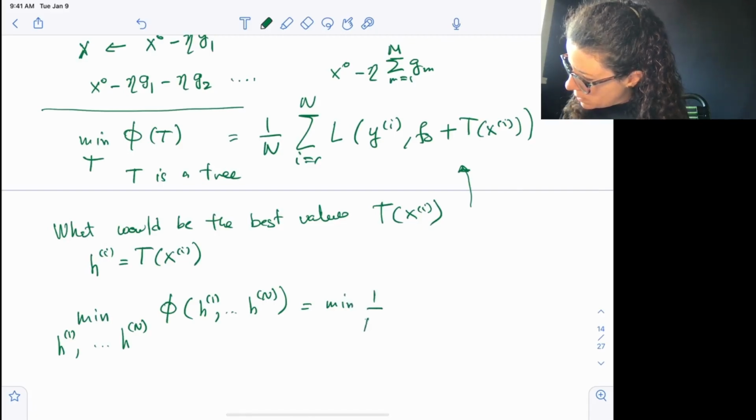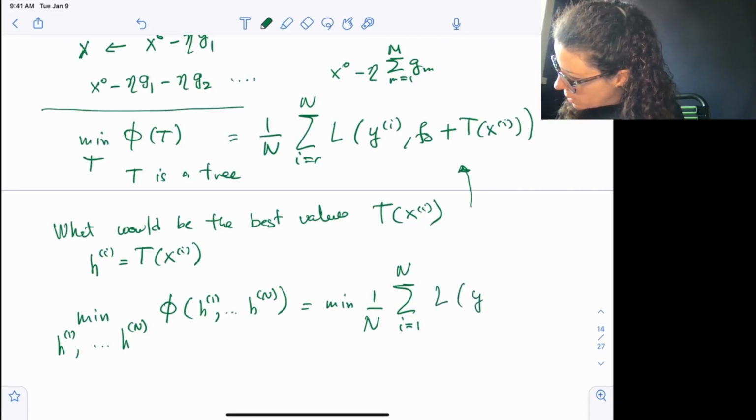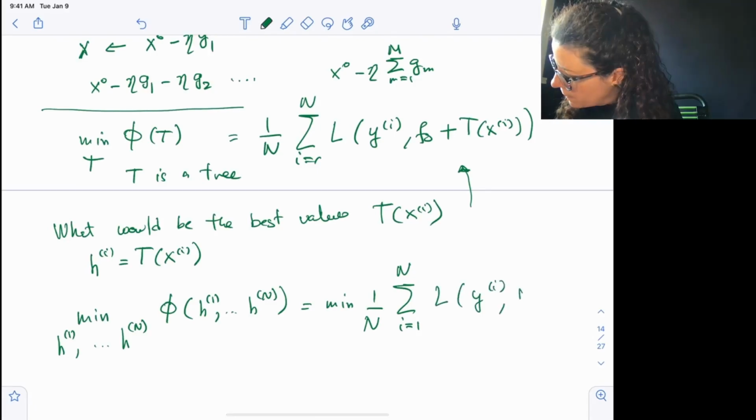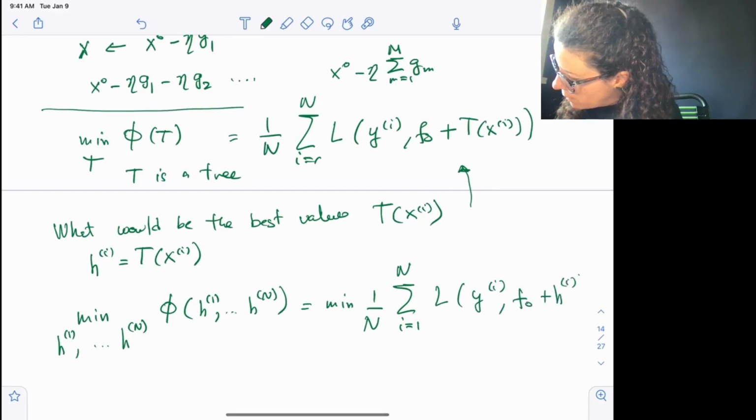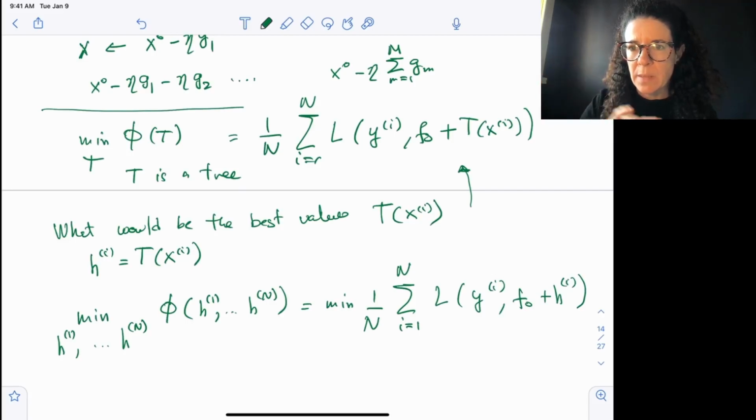Okay, and we're trying to minimize 1 over n, sum i equal 1 to n of L of yi comma f0 plus hi. Notice that at this point I got rid of the tree for a second, right? I'm just trying to ask a different question and say, hey, I have these values h here. What would be the best values of h that would minimize this function here?